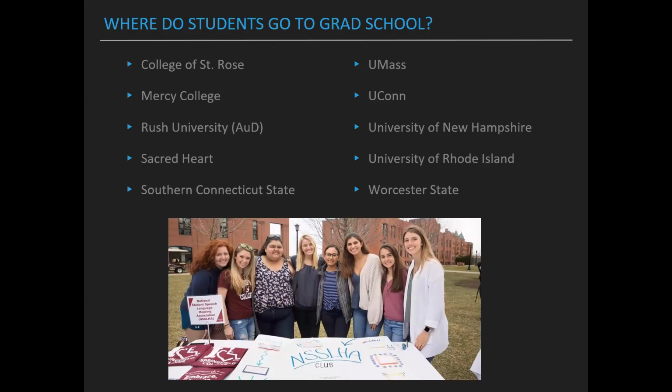I've mentioned graduate school, so sometimes it's helpful to know where our graduates go when they head off to graduate school. Here we've got a picture of several students. The two students on the left are currently in graduate school, and the three students on the far right will be headed to graduate school in the fall. This just gives you a sense of where students are going: a variety of programs in New England, but also across the country.